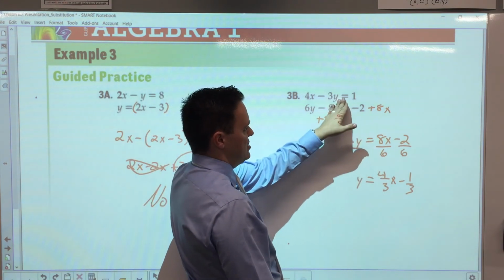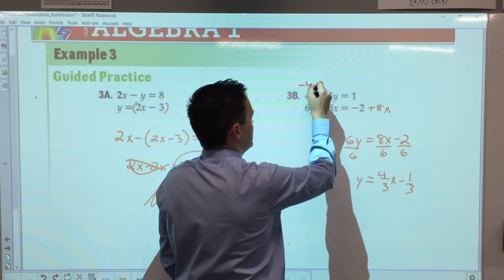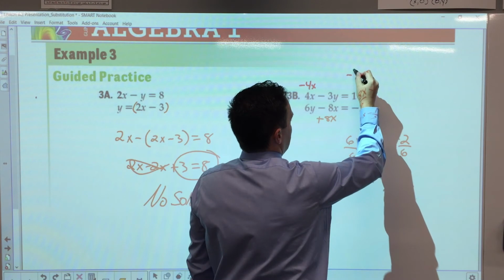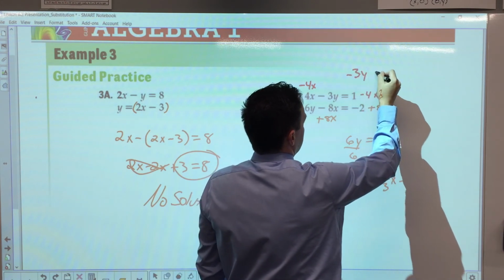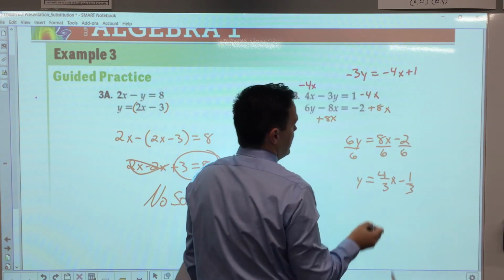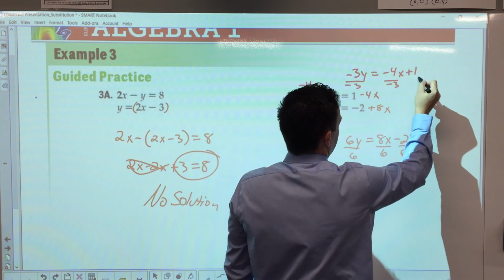What happens if I change this one to y equals? So let's change this one up here to y equals real quick. So this is going to be negative 4x. All right, so negative 4x. So then we'll have negative 3y is going to be equal to negative 4x plus 1. All right, and then we are going to divide by negative 3.